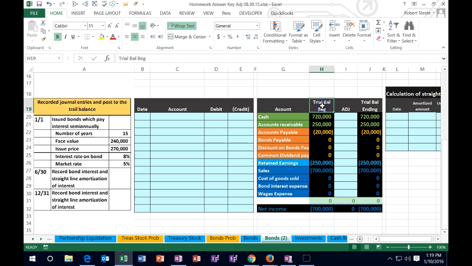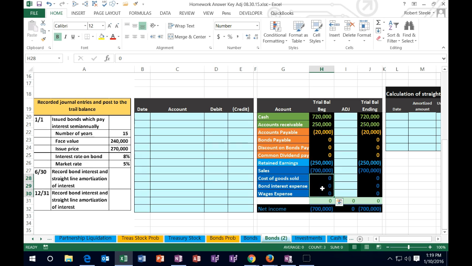We have the beginning trial balance. We can see that we are in balance, the assets in blue. We've got the liabilities in orange, and we're going to be working within liabilities because we're going to be talking about bonds payable in this case. And then we've got the equity, retained earnings, and sales, and expenses. All we have are sales here of the 700. We have net income of 700, which is just the sales. There are no expenses represented at this point.